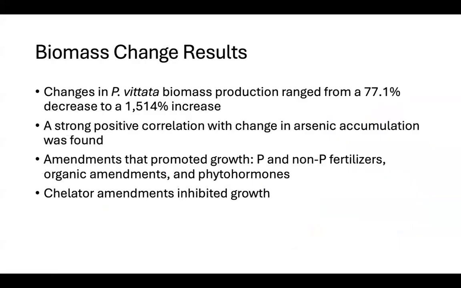Changes in P. vittata biomass production ranged from a 77.1% decrease to a 1,514% increase. A strong positive correlation with change in arsenic accumulation was found. Amendments that promoted growth were phosphorus and non-phosphorus-based fertilizers, organic amendments, and phytohormones, while chelator amendments actually inhibited plant growth.